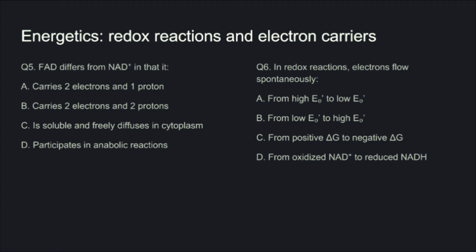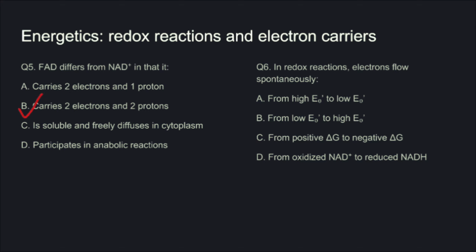Question 5. FADH differs from NAD plus in that it A, carries 2 electrons and 1 proton, B, carries 2 electrons and 2 protons, C, is soluble and freely diffuses in cytoplasm, D, participates in anabolic reaction. So the correct answer for this question is B, carries 2 electrons and 2 protons.